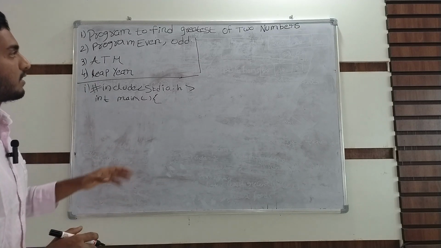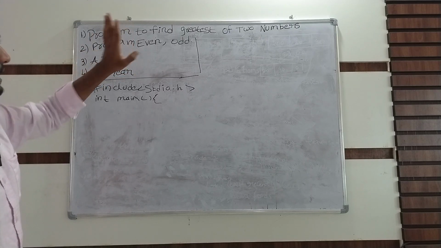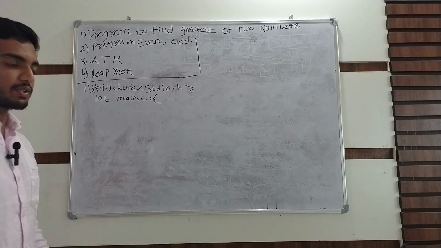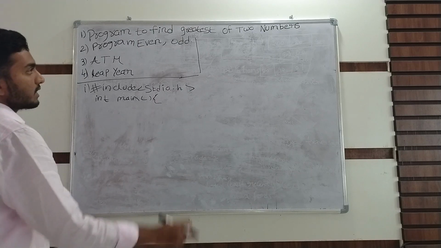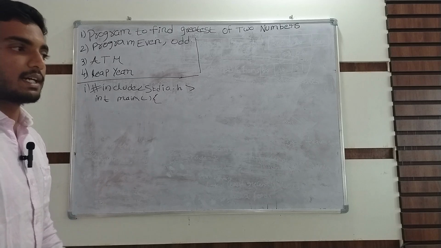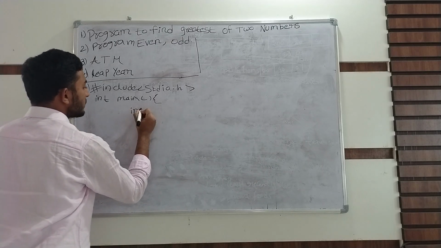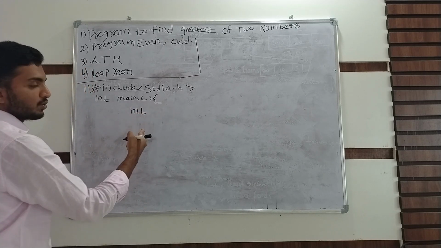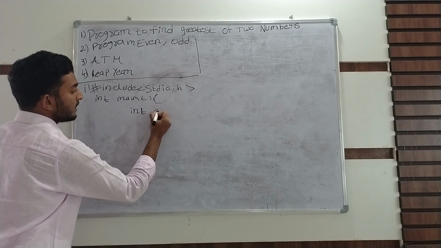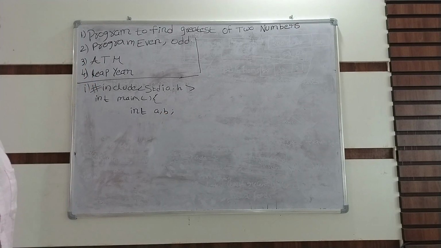After that, the program is to find the greatest of two numbers. The question is given as greatest of two numbers, so we have to use two numbers. Let's use integer type numbers. That's why I am using int, and let's say a comma b are the two numbers.